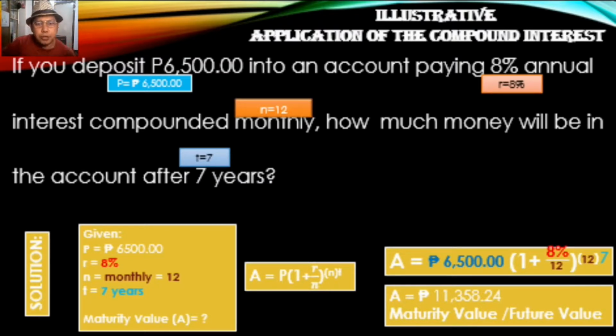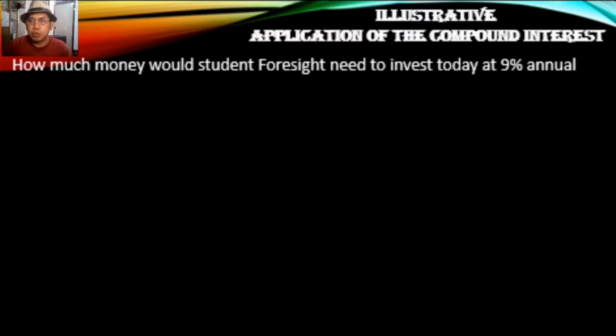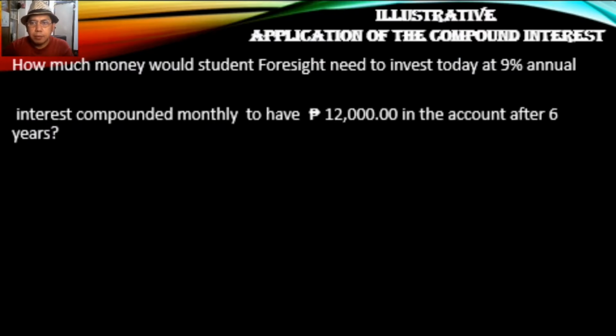Still, to further understand the use of compound interest and to have a deeper understanding of it, let's try to see another problem which is the opposite of the previous problems we have already solved. How much money would a student need to invest today at 9% annual interest rate compounded monthly to have 12,000 pesos in the account after 6 years?